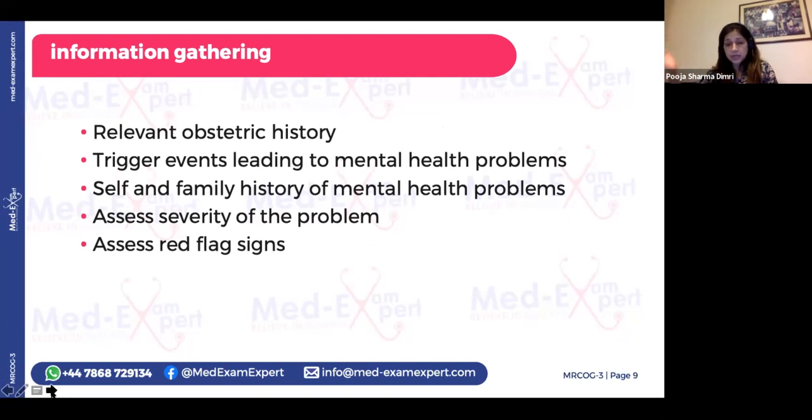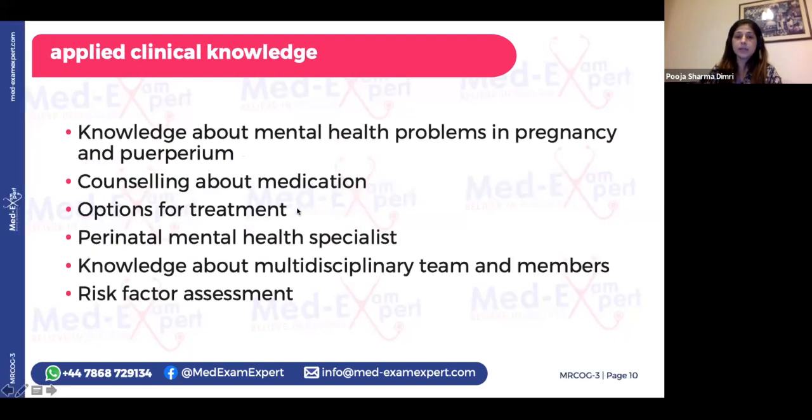Of course, there may be an underlying thing. You have to ask, is there any previous history of any such problem, and family history, which is very important. Then severity. Severity is asking about self-harm, about bonding with the baby, and delusions, hallucinations. Assessing the red flag signs, as we said.